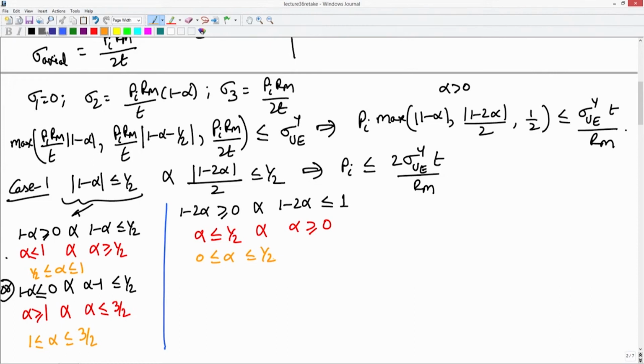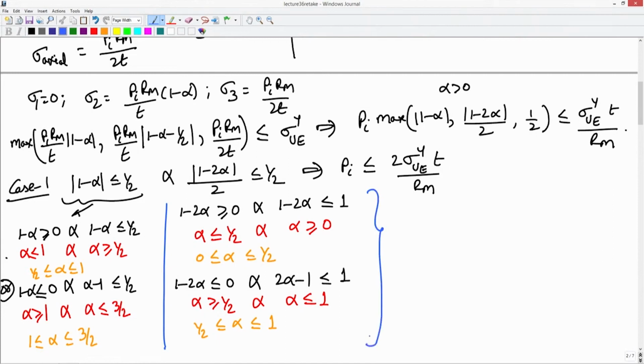Okay. Now, the second requirement here is 1 minus 2 alpha is less than or equal to 0, in which case the absolute value of that will be 2 alpha minus 1, and this should be lesser than or equal to 1. Same argument, the 2 gets cancelled here. So, I have this inequality, in which case alpha must be greater than or equal to half and alpha must be less than or equal to 1, which tells me that alpha must lie in the range half less than or equal to alpha less than or equal to 1. Okay. Now, combining all these inequalities, it is an AND condition, alpha must lie between half and 1 or between 1 and 3 by 2.